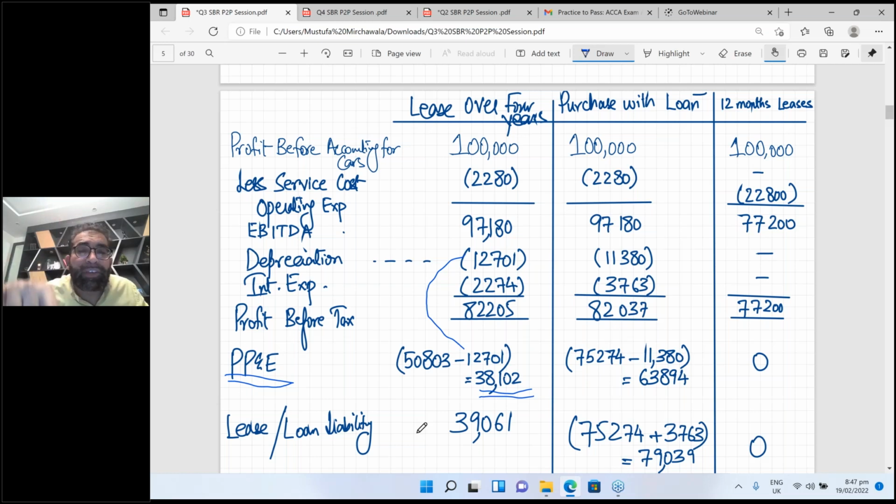Did you understand this first column? Don't look at column 2 and 3. Leave it. Did you understand this first column?